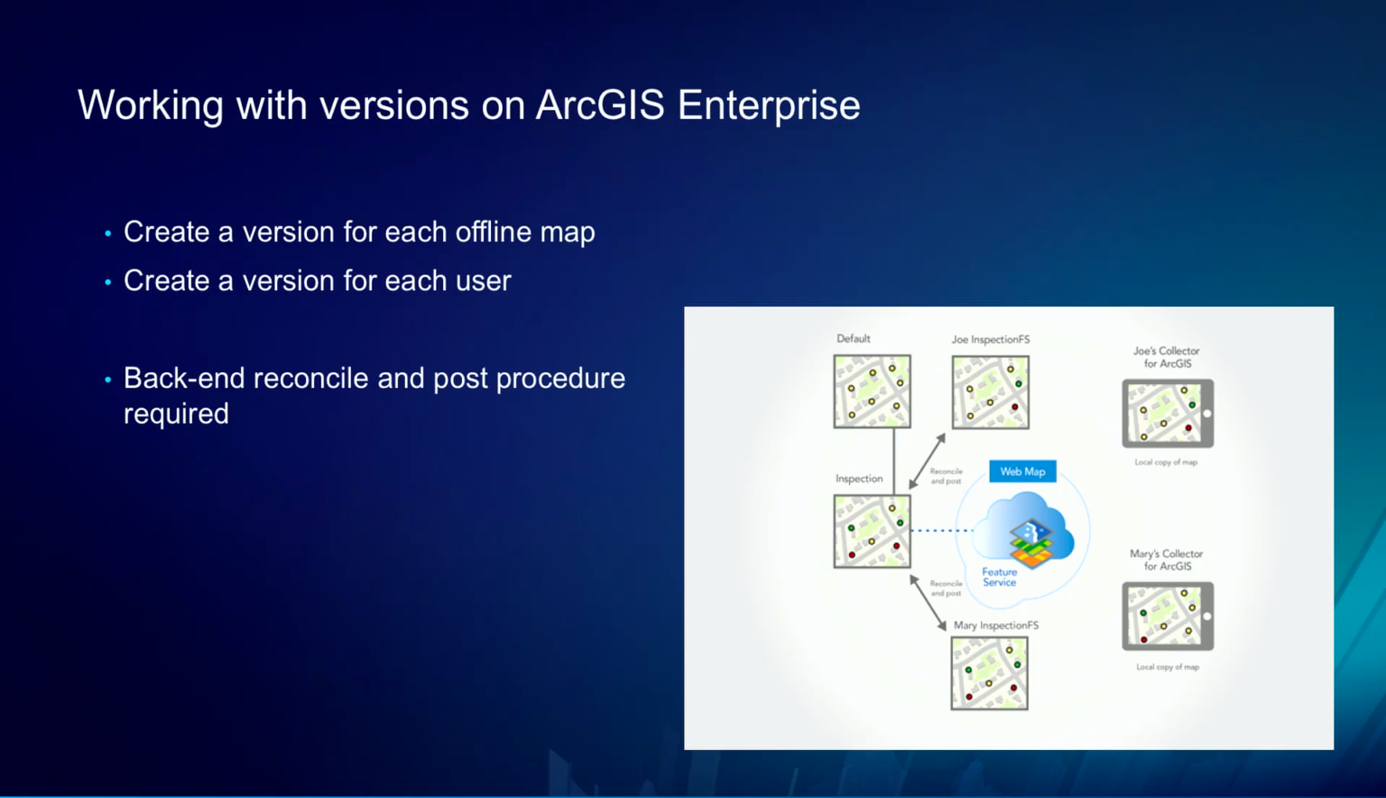And when you create and set up your services based off of versioned data, you have to make a choice about whether or not you're going to have a version for each of the offline maps or a version for each of the users. And one of the important things to note is that you need to have your own back-end process to reconcile and post all of those changes. So there's a little bit of additional work that you have to do with versioned data in terms of your back end and reconciling everything. But if you don't know what any of that means, it's perfectly fine. Use non-versioned data or use hosted in the cloud data, and it makes things much easier.